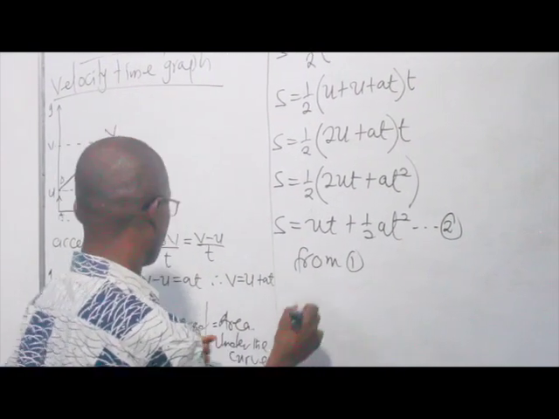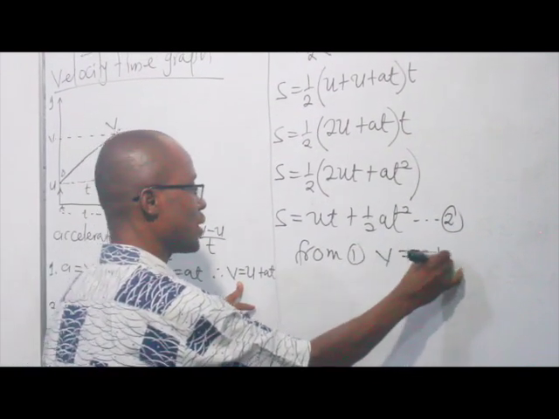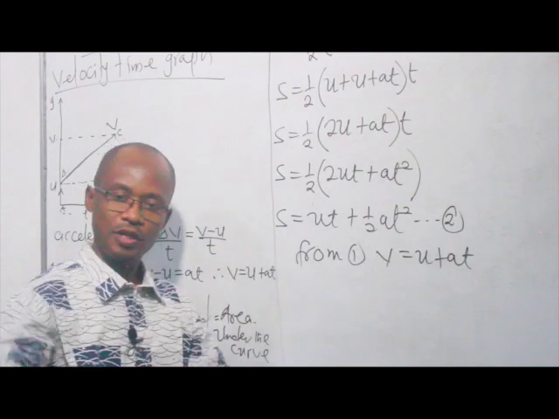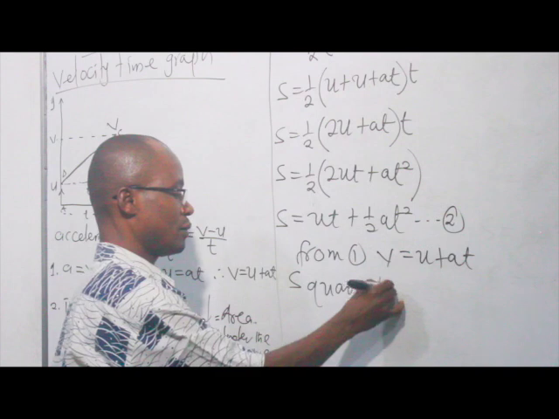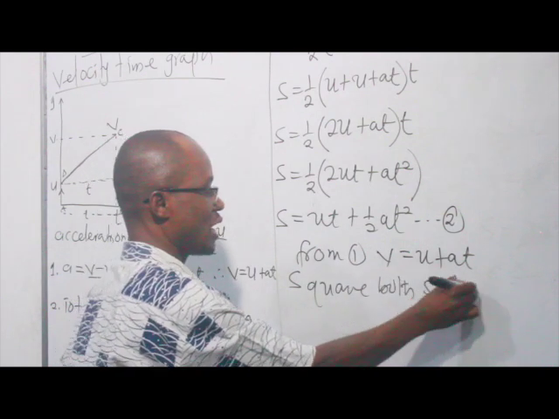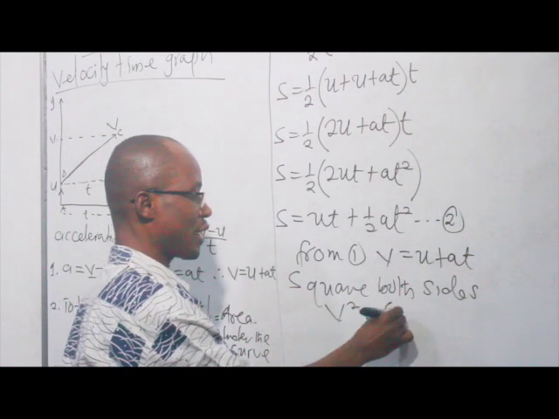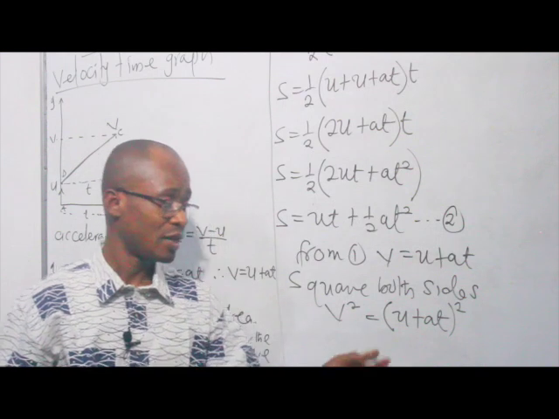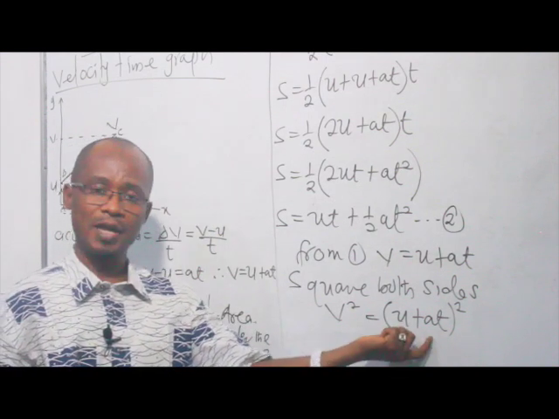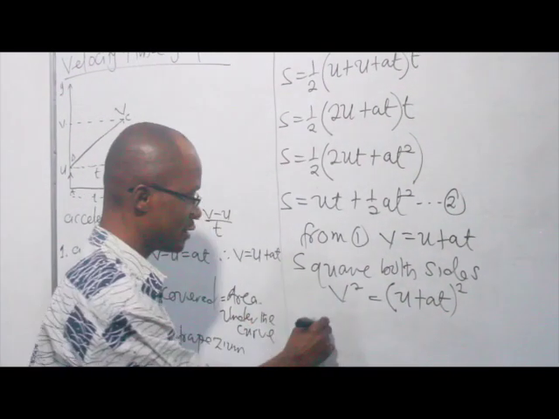From 1, that is V equals U plus AT. If you decide to square both sides, we then have V squared equals open bracket U plus AT all squared. The problem is, how can we expand U plus AT all squared? It's as simple as this.